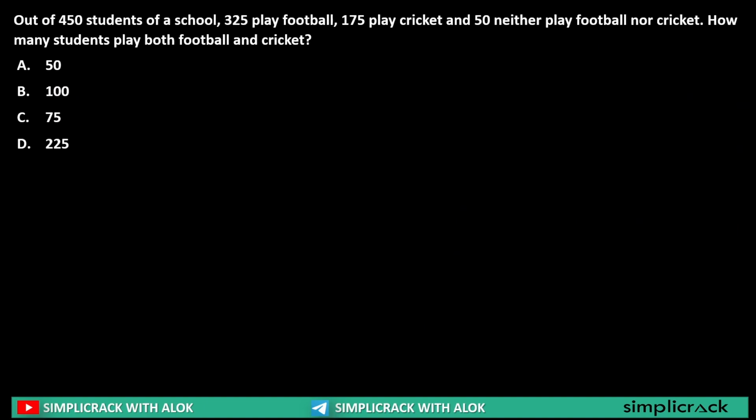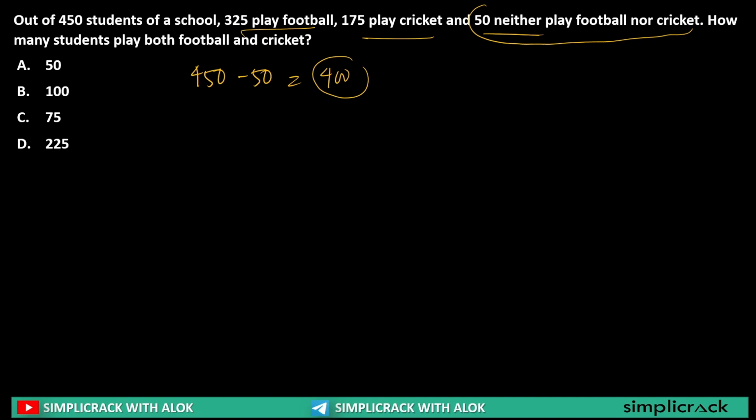Out of 450 students of a school, 325 play football, 175 play cricket, 50 neither play football nor cricket. Now let's understand this. Whenever such things are given, we need to take each and everything in one type. Either they are playing or they are not playing. What it is saying, number of students is 450. Out of that, 50 students do not play cricket or football. So how many students play games? That is 400. So 400 students play games.